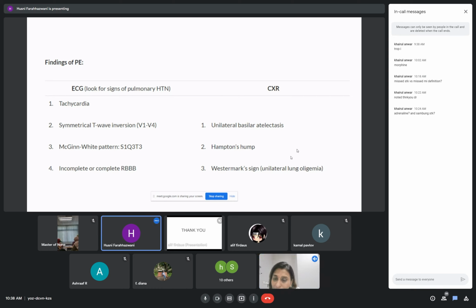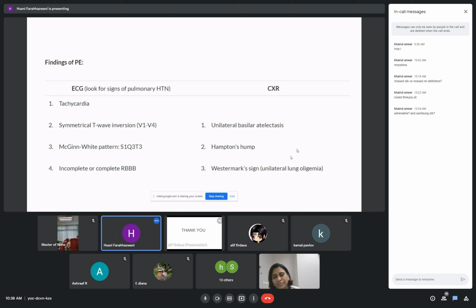And axis, yes, please give importance to your axis. This will show right axis deviation. Incomplete or complete RBBB. And on the other side, your X-ray can be normal, 80 to 90% normal chest X-ray. Hampton's hump, Westermark sign, we rarely see. It's about one patient out of 20 or 30 patients. Very rare, okay? So do not concentrate on this. X-ray, most of the time is clear. Your index of suspicion must be high.